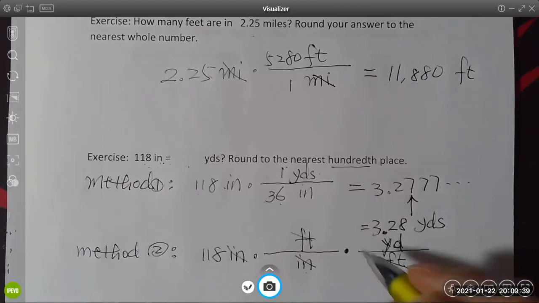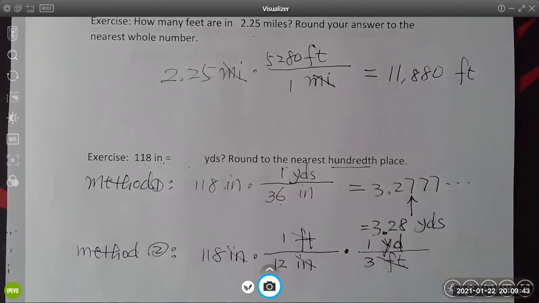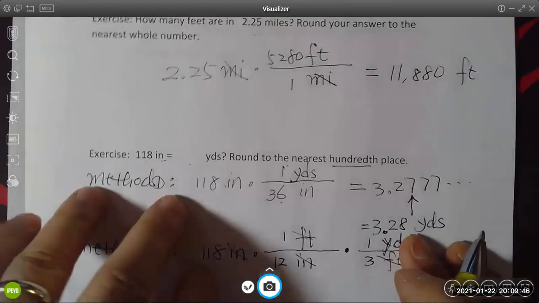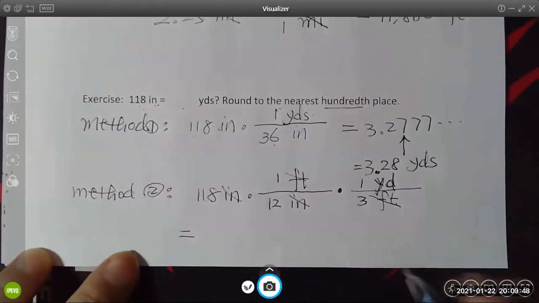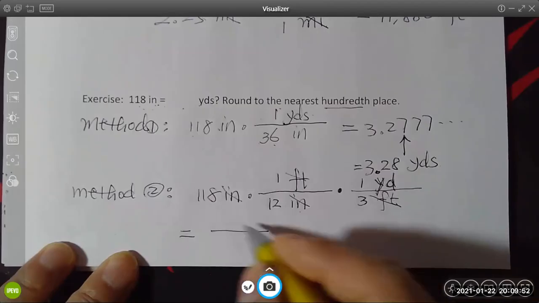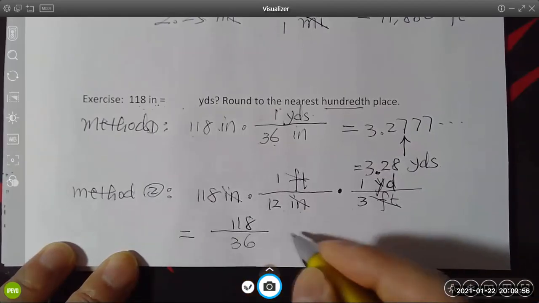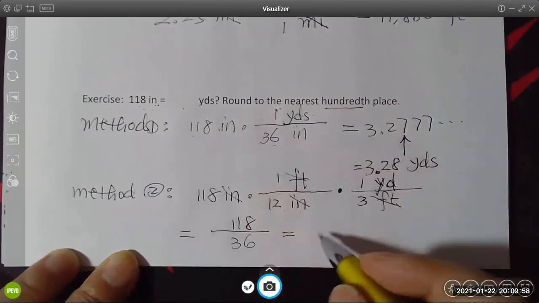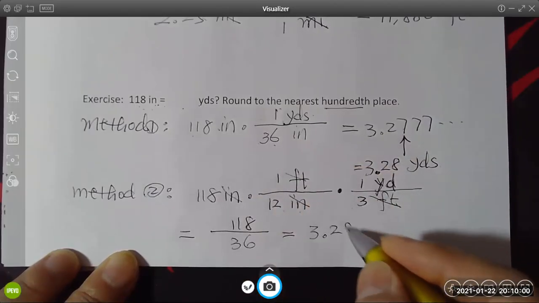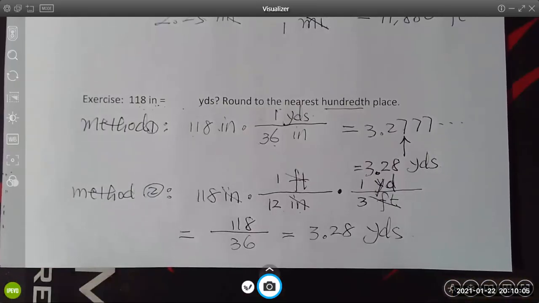Now plug in numbers. 1 foot, 12 inches, 1 yard, 3 feet. Now the last step, let's do the calculation. 118 times 1 times 1 on the top, still 118. On the bottom, 12 times 3 is 36. So apparently we get the same number, 3.28 yards. You see, we get exact same answer.